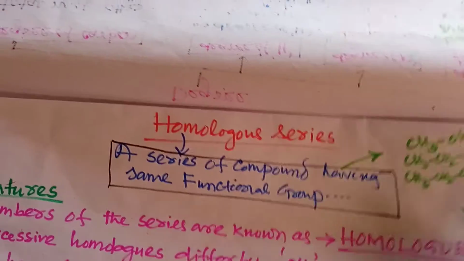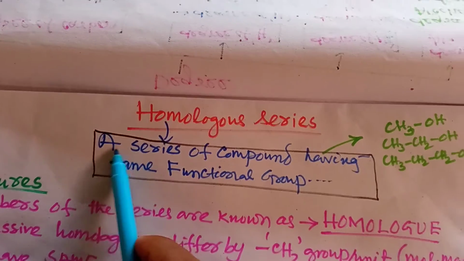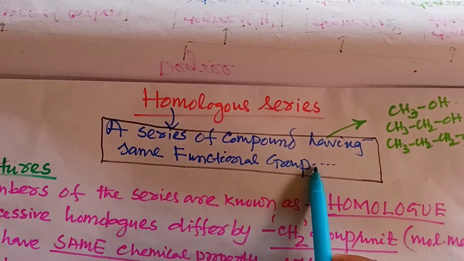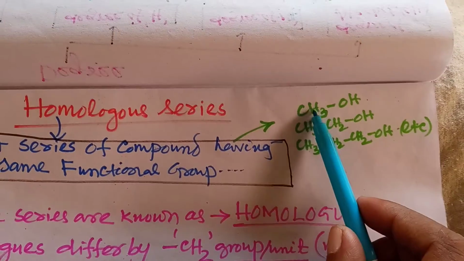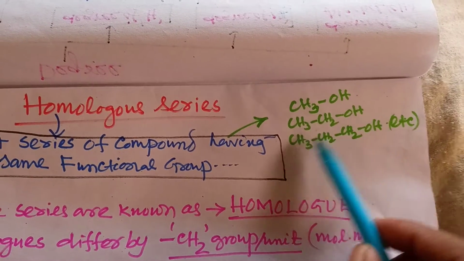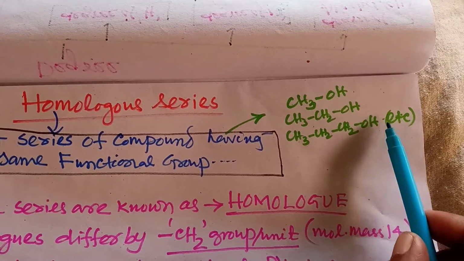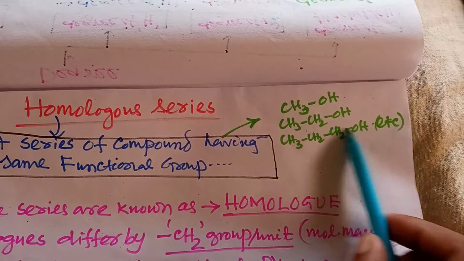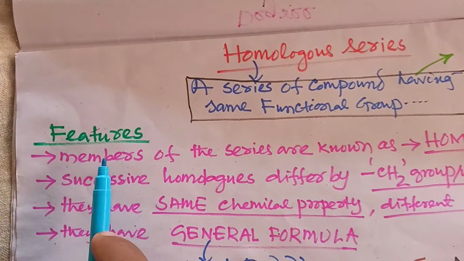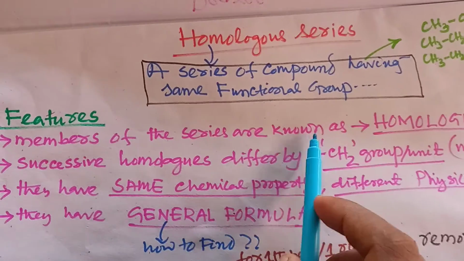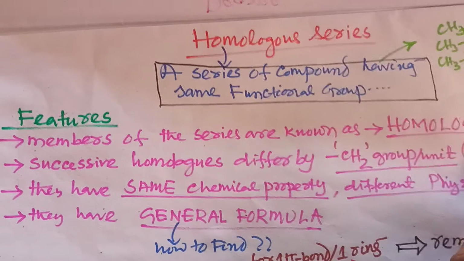Let's see the homologous series. A homologous series is nothing but a series of compounds having the same functional group. Here is an example: CH3OH, CH3CH2OH, CH3CH2CH2OH. All these compounds contain the alcohol functional group, and they have some features. So let us see what the features are. The members of the series are known as homologs.